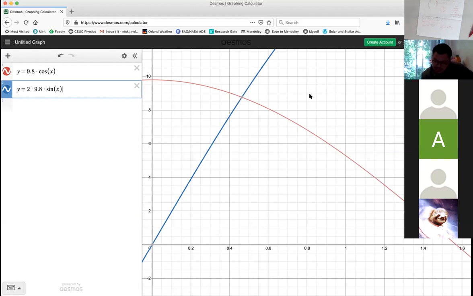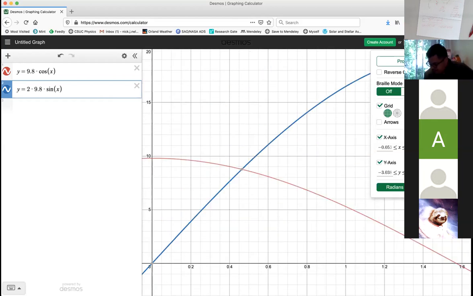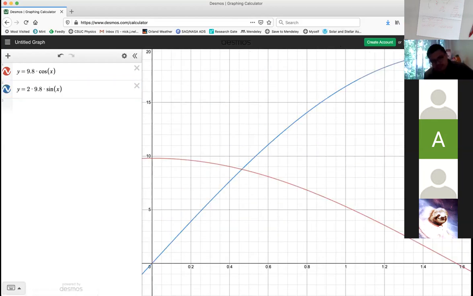And you can see that something weird has happened here, right? It's way off the screen. So I'm gonna need to rezoom what's happening in the y direction. I know the biggest that it could ever get is twice 9.8, so let's make it go to 20. Okay, and there we go, right? If we look over here, our maximum is at pi over 2, and it gives us a maximum of 19.6 there. And this makes sense, right?